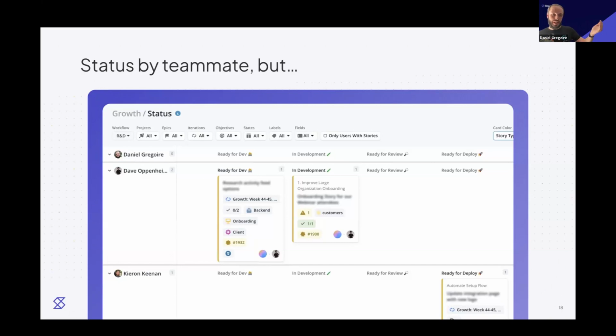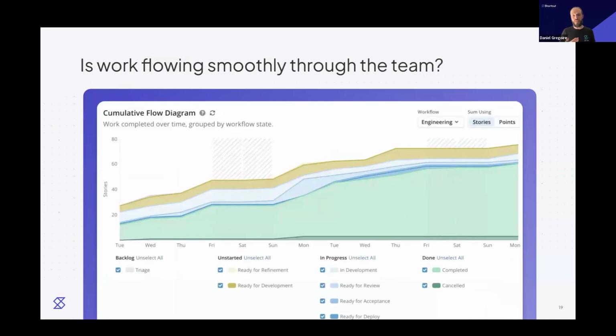We have in Shortcut, per team, a status page here that shows a breakdown of work by person and all the stories they have in the workflow states for your workflow. But really what we want to do, in terms of planning out work and thinking about the team's execution, is go to a slightly higher level and think about how work is flowing through my team as a system, as an organism. And so for that, we're going to go not by teammate, not on an individual level, but think about flow of work through the team.